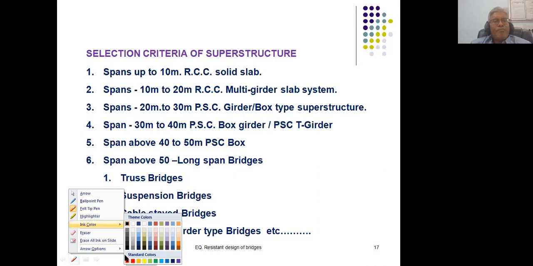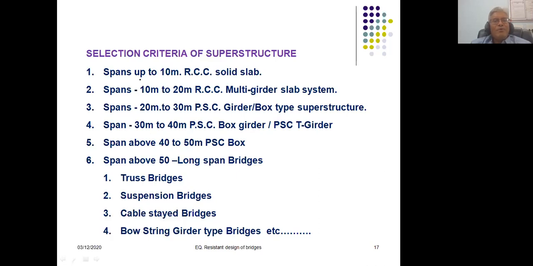So up to 10 meter span, the RCC solid slab type of superstructure is preferable. In the 10 to 20 meter range, an RCC multi-girder slab system is suitable. For 20 to 30 meter, a PSC girder or box type superstructure is suitable. For 30 to 40 meter, PSC box type and PSC T girder superstructures are suitable. For 40 to 50 meter, a PSC box type superstructure is suitable. And 50 meter onwards is considered a long span bridge.